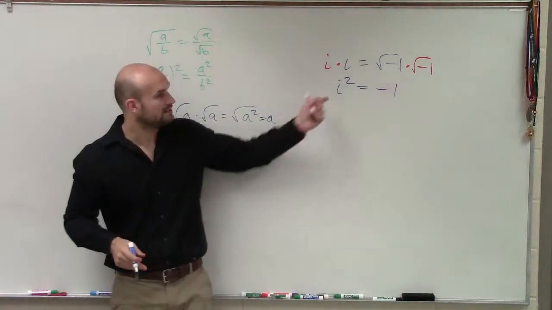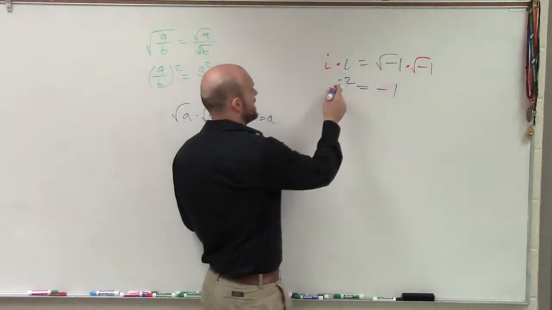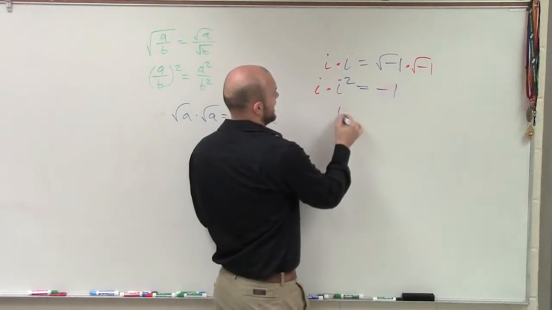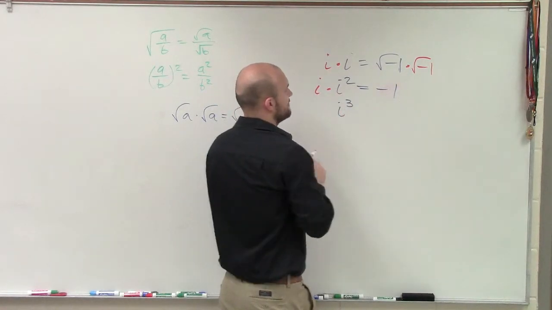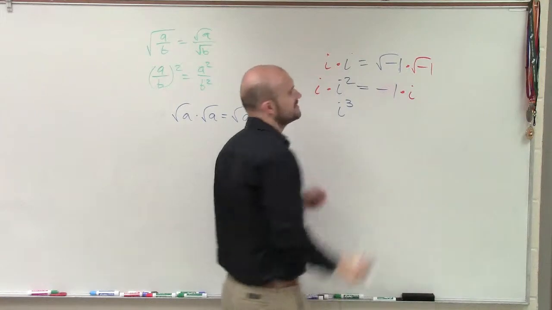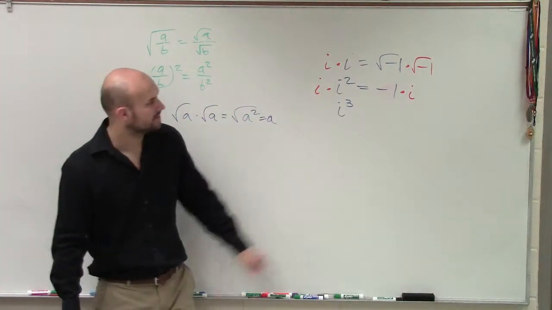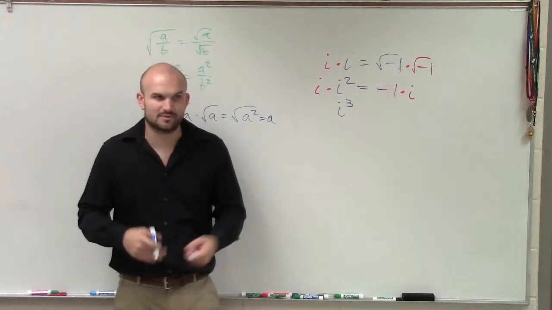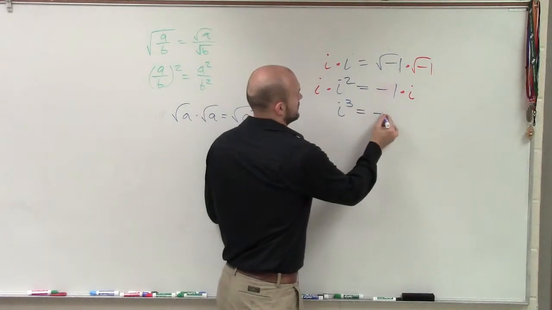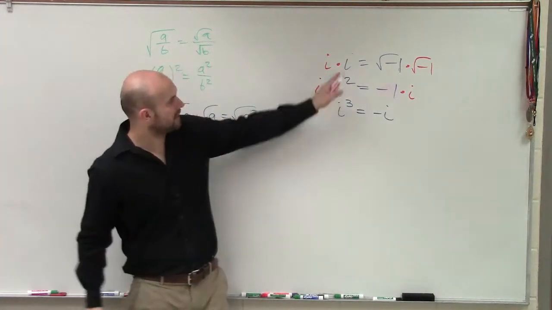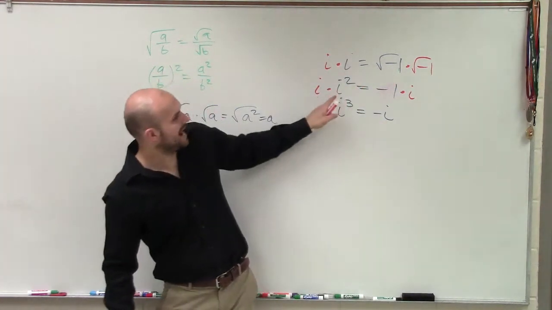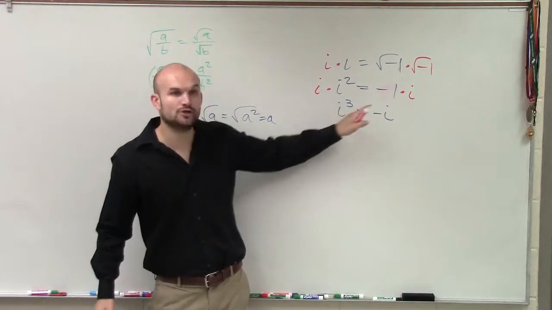Now let's do it again. If I multiply by i again, I get i cubed. And if I multiply by i on both sides, instead of writing negative 1, I'll just write i. So what's i times negative 1? That ends up being negative i. Therefore, i equals the square root of negative 1, i squared equals negative 1, and i cubed equals negative i.